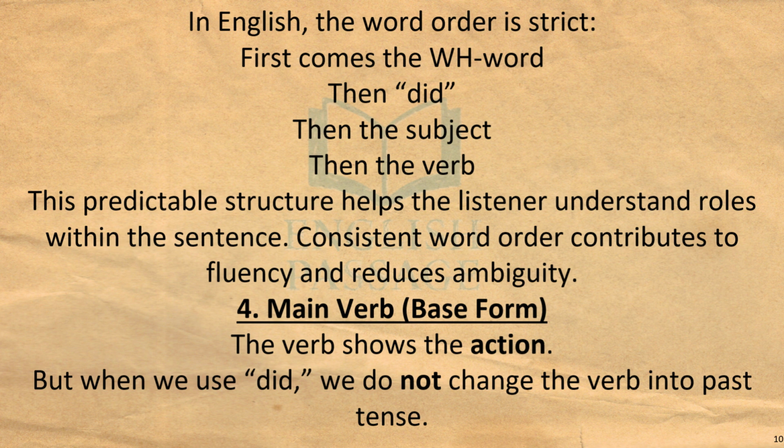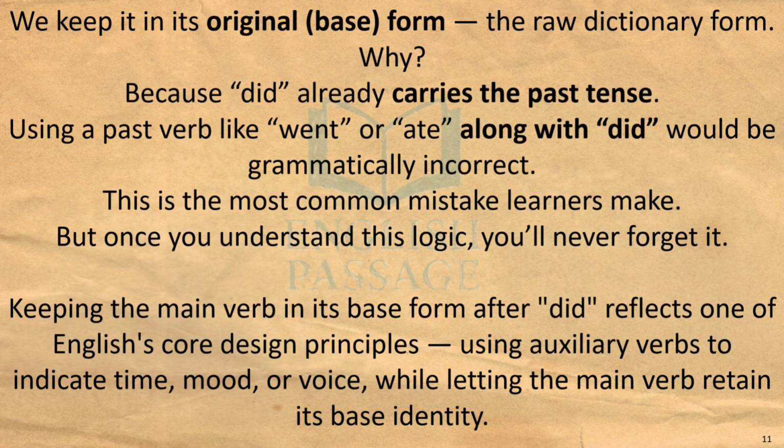4. Main verb, base form. The verb shows the action but when we use did, we do not change the verb into past tense. We keep it in its original, base, form, the raw dictionary form. Why? Because did already carries the past tense. Using a past verb like went or ate along with did would be grammatically incorrect.